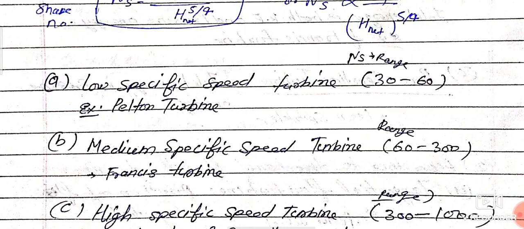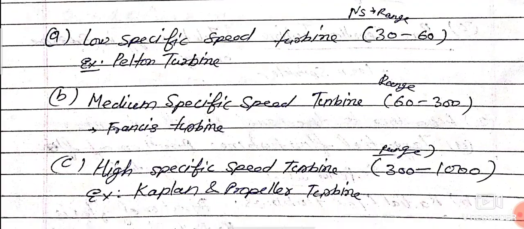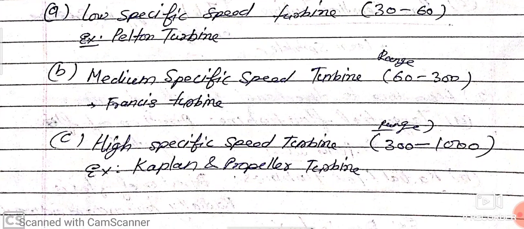Medium specific speed turbine is Francis turbine. For this, the specific speed range is 60 to 300. For high specific speed turbine, the range of specific speed is between 300 to 1000. Kaplan and propeller turbine are examples of high specific speed turbine.